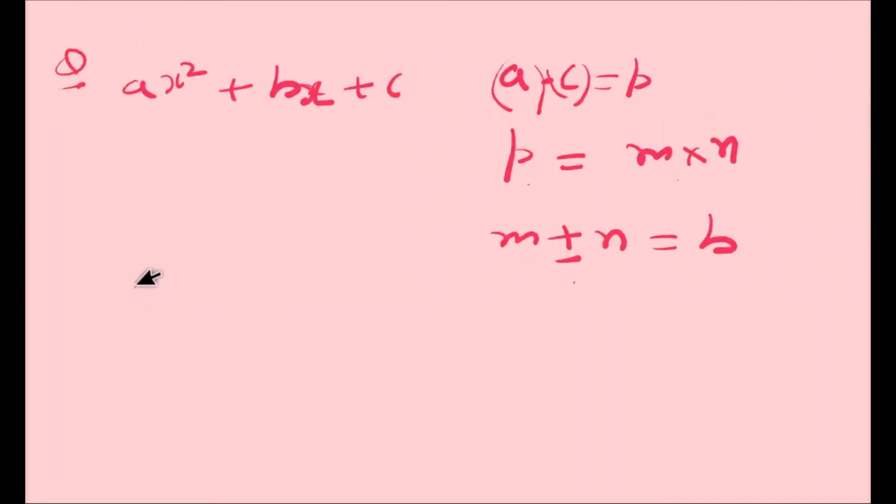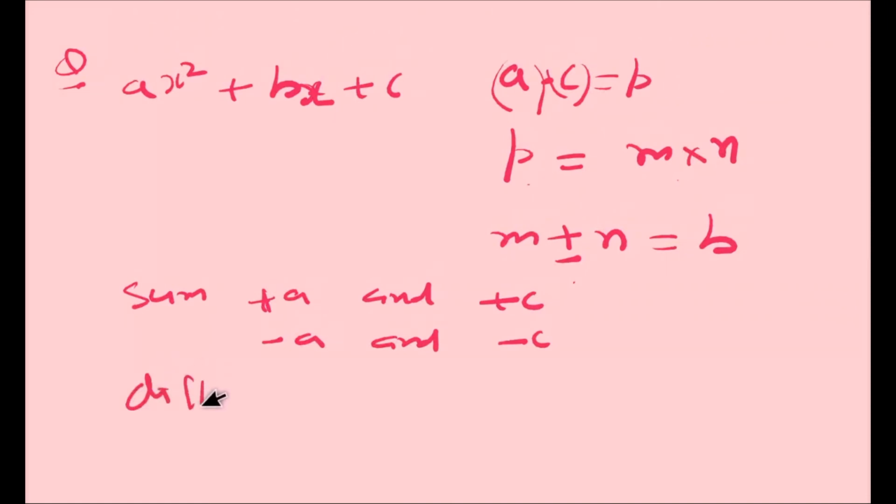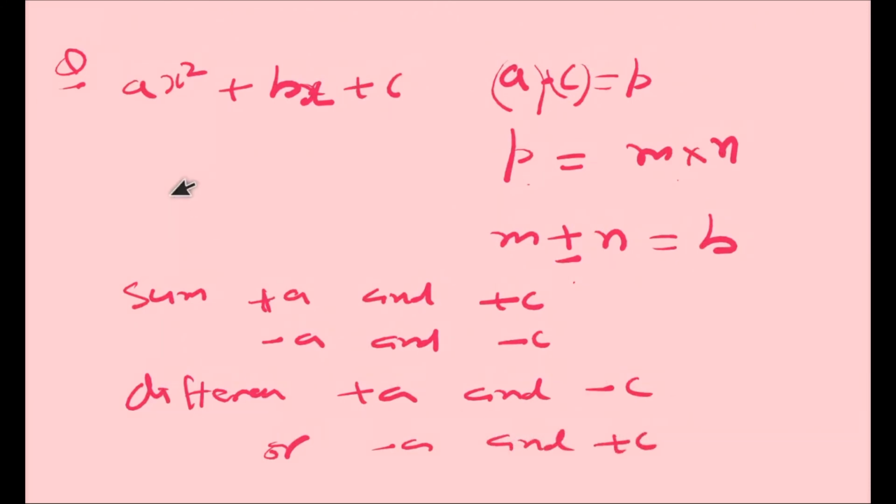When will we take the sum? Sum should be taken when a positive and c positive, or both are minus, means same sign, then you can take the sum. If the difference you have to take, then they are opposite sign, plus a and minus c, or minus a and plus c. If both are same sign, then you have to take the sum as b. If both are opposite sign, then you have to take the difference as b.